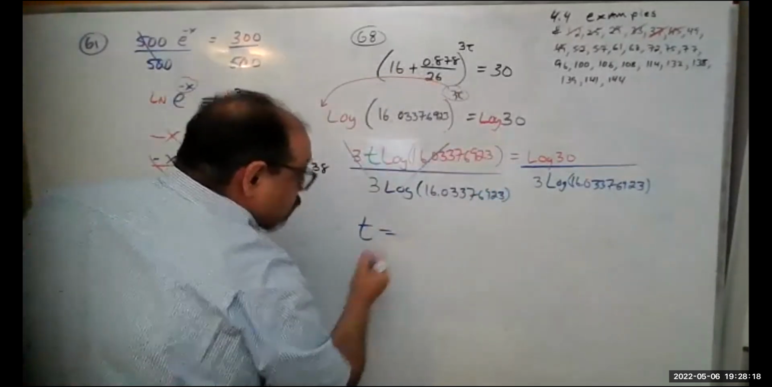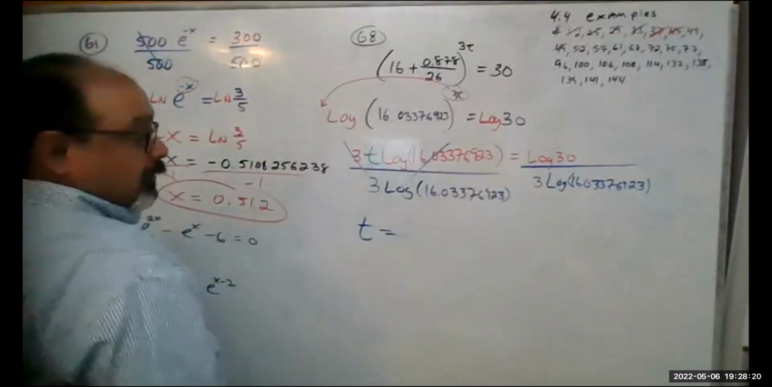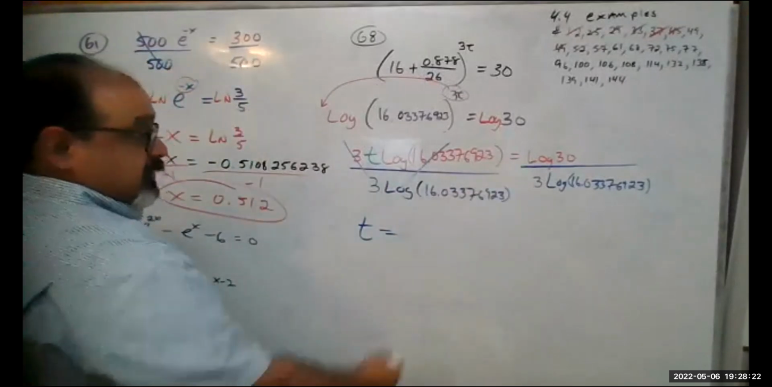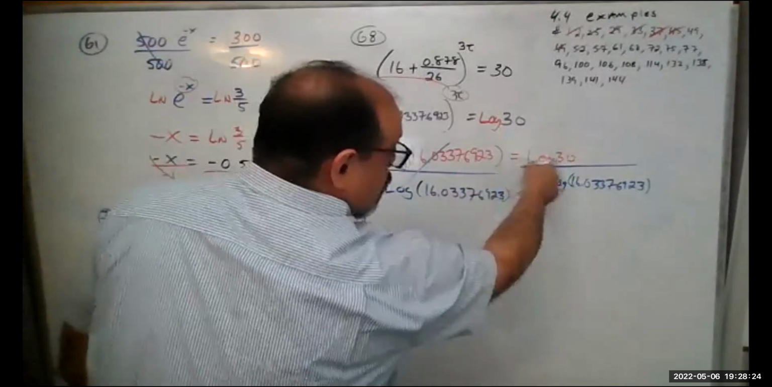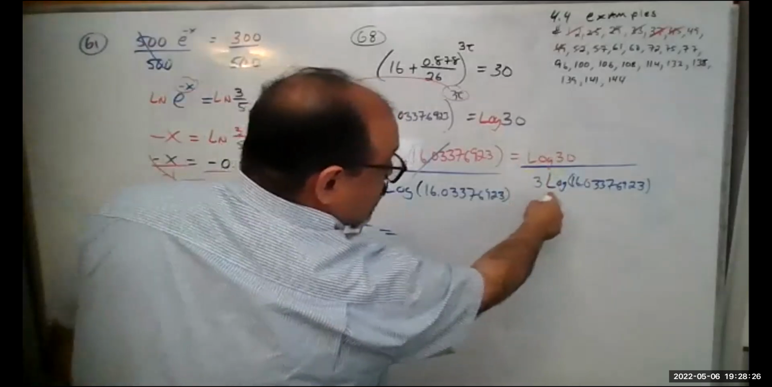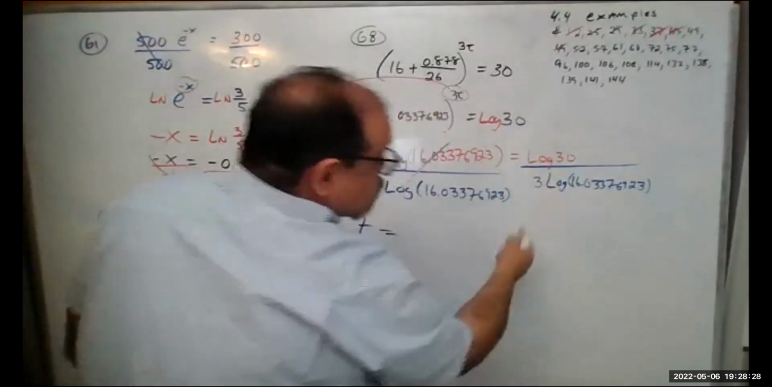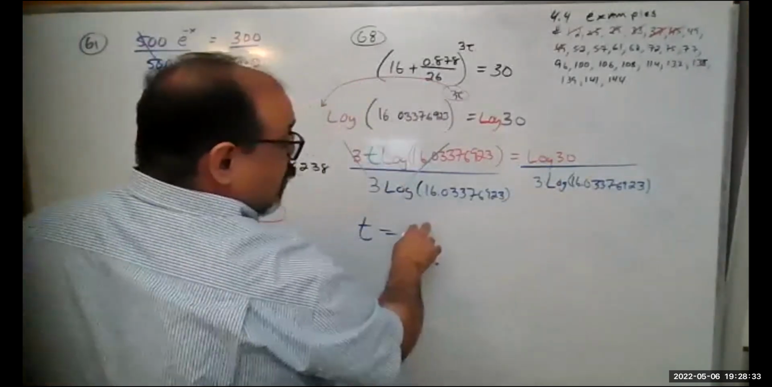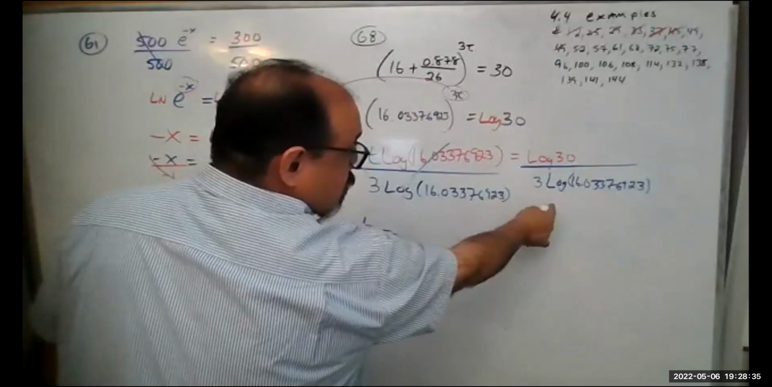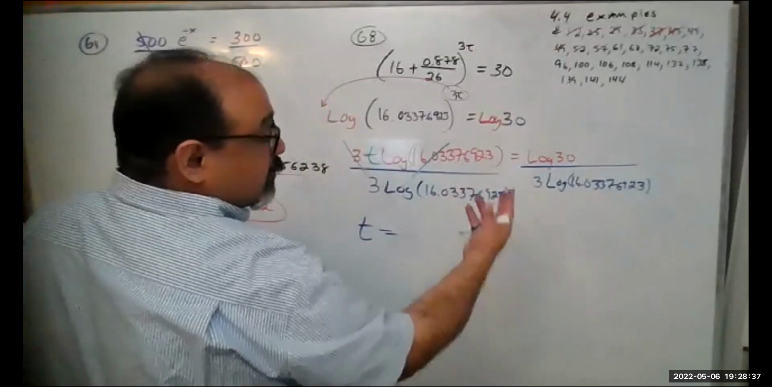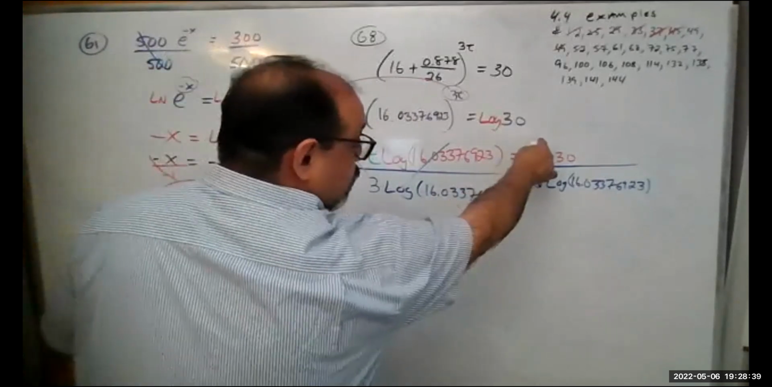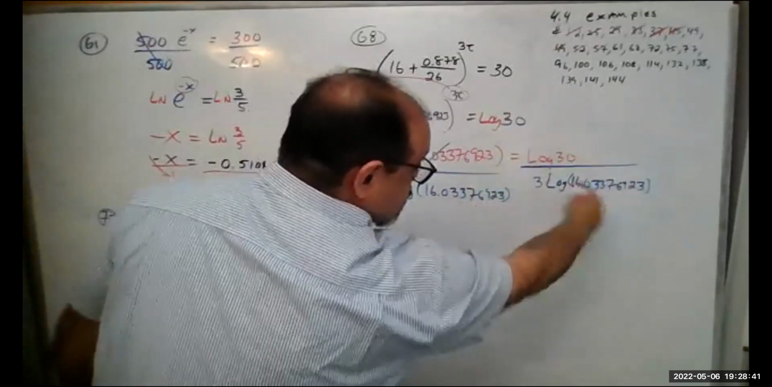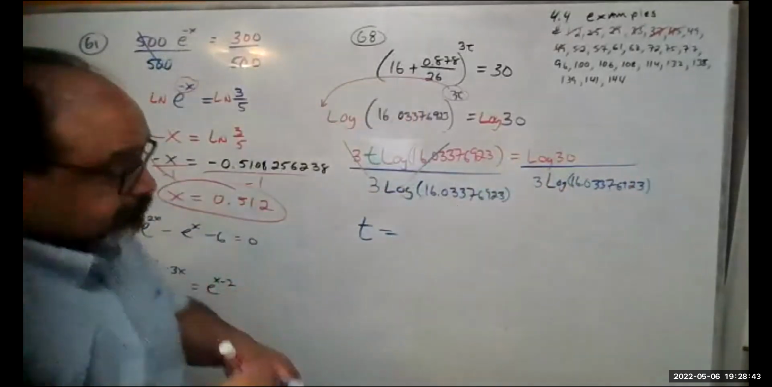So t is equal to, this is where you need to be careful. When you punch this in, you want to make sure it's all of your log 30 divided by 3 times this. So you either want to multiply this in your calculator first and then go log 30 divided by the last answer, or make sure when you type it in, use parentheses. Log of 30 divided by parentheses, those two multiply together.